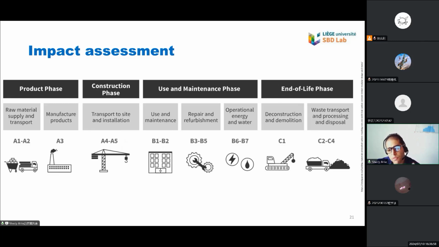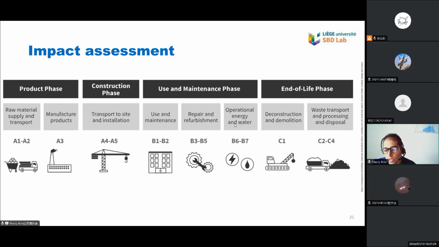And then we move to the use stage. Between A5 and B1, we consider that the building is commissioned. The building is ready to be occupied. So now we start the service life of the building. And then we can say B1 to B2 is the use and maintenance. B3 to B5 are all activities related to repair or refurbishment. During the long life of the building, it can live 500 years, it can live 600 years, maybe more.